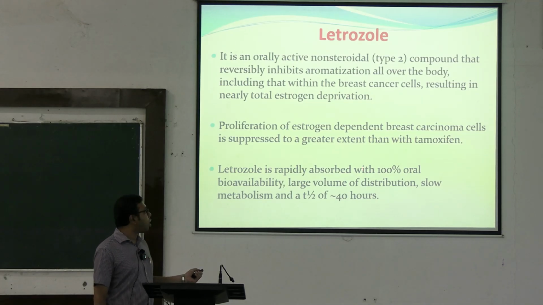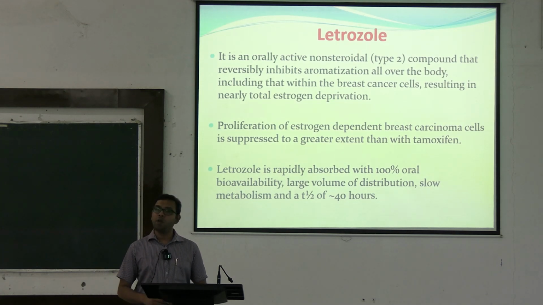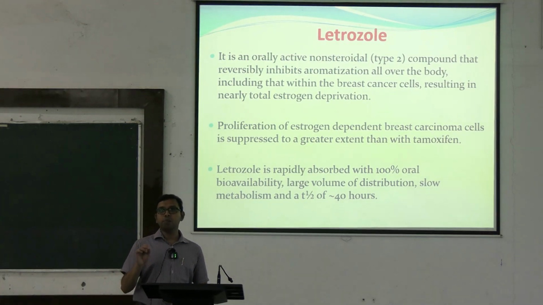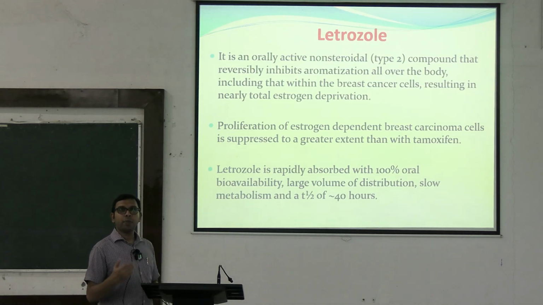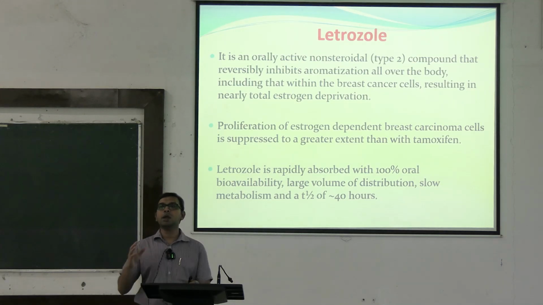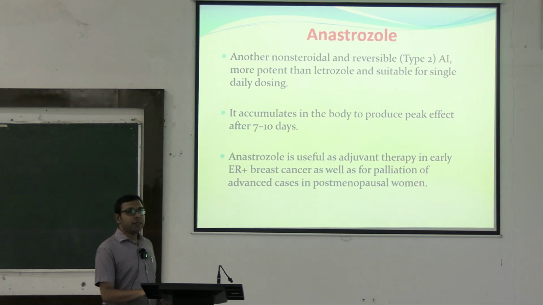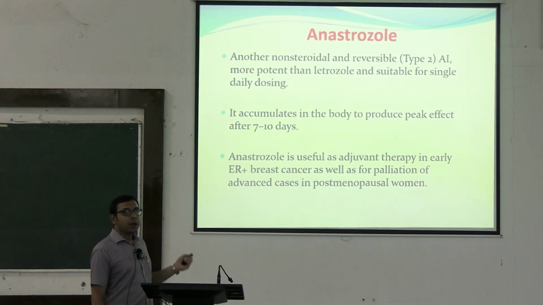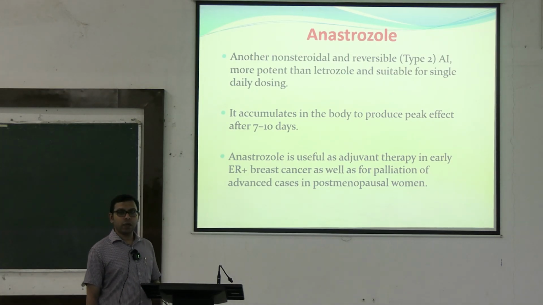Letrozole is rapidly absorbed with 100% oral bioavailability, large volume of distribution, slow metabolism, and a half-life of approximately 40 hours. So letrozole basically causes blockade as a type 2 aromatase inhibitor. Mainly it is used in case of tamoxifen resistant breast carcinoma. Anastrozole is another non-steroidal and reversible type 2 aromatase inhibitor. It is more potent than letrozole and suitable for single daily dosing.